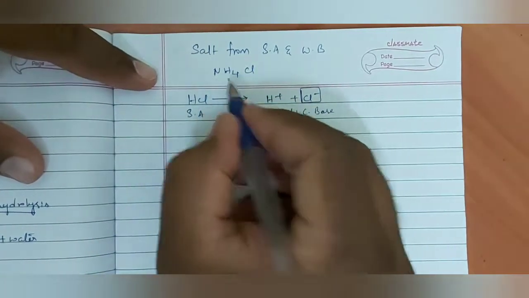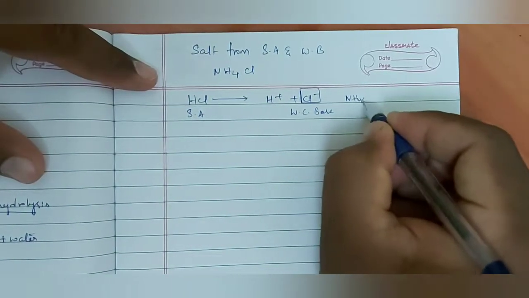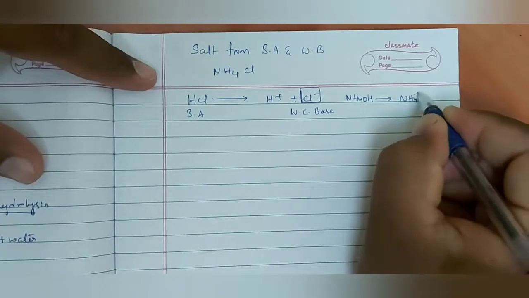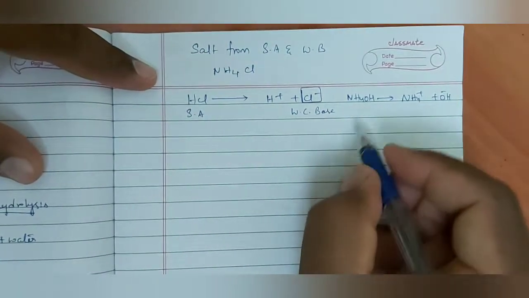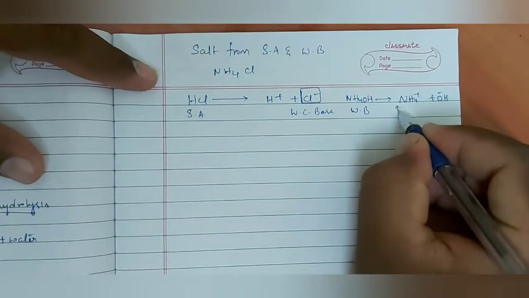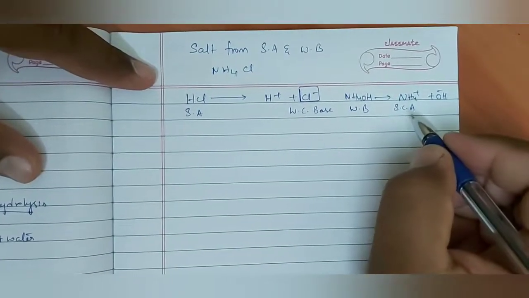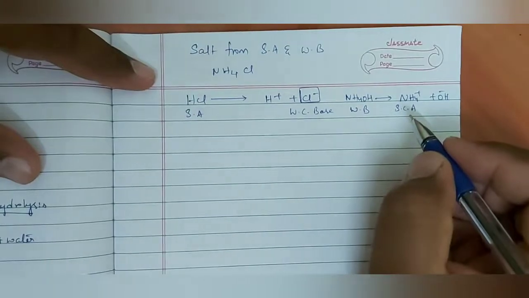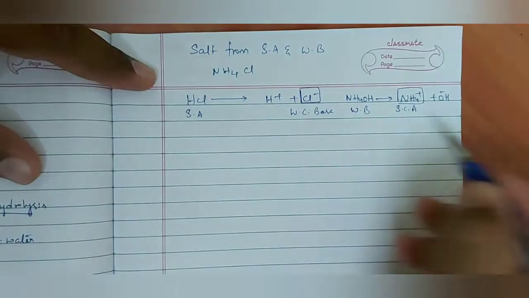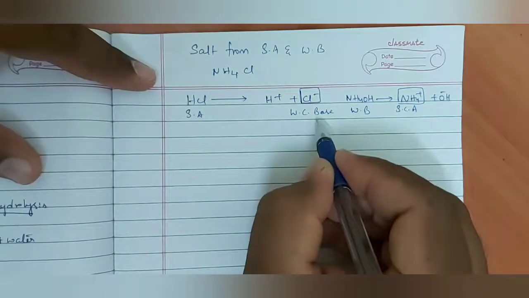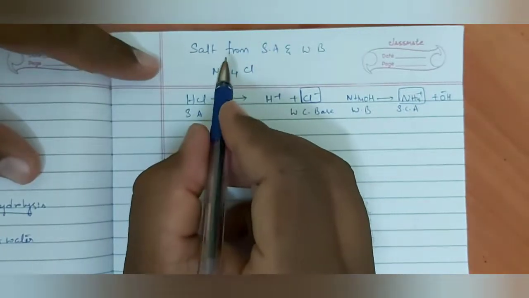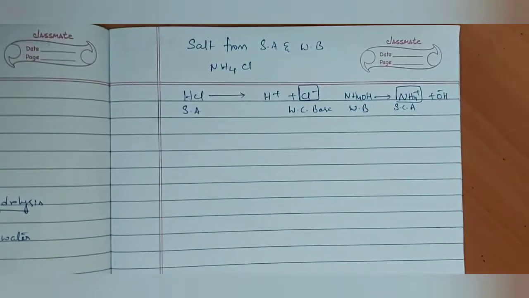Next, coming to NH4OH. NH4OH gives rise to NH4 plus and OH minus. This is a weak base, and a weak base will give a strong conjugate acid. NH4 plus is a strong acid, and Cl minus is a weak base. These two ions will be present in NH4Cl, which is obtained from strong acid and weak base.